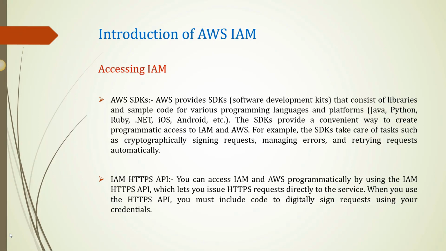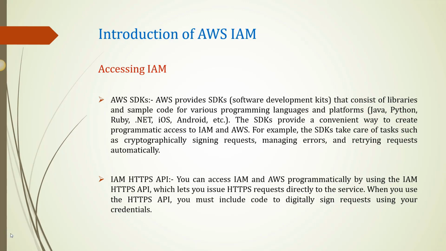Third way to access IAM is the AWS SDK. AWS provides SDKs, that is software development kits, that consist of libraries and sample code for various programming languages and platforms like Java, Python, Ruby, .NET, iOS, Android, etc. The SDKs provide a convenient way to create programmatic access to IAM and AWS. For example, SDKs take care of tasks such as cryptographically signing requests, managing errors, and retrying requests automatically.